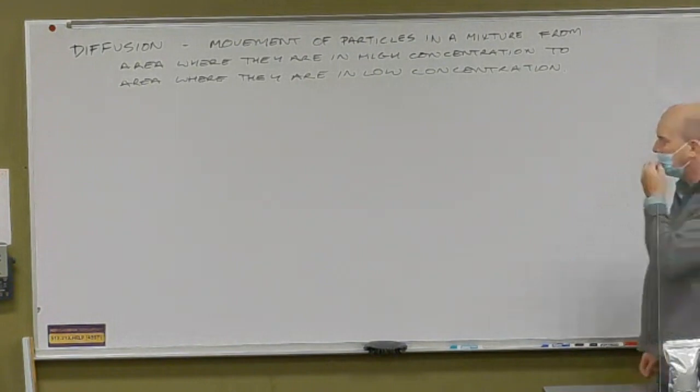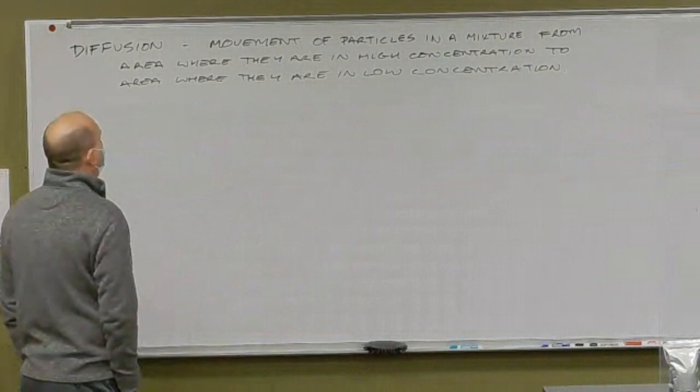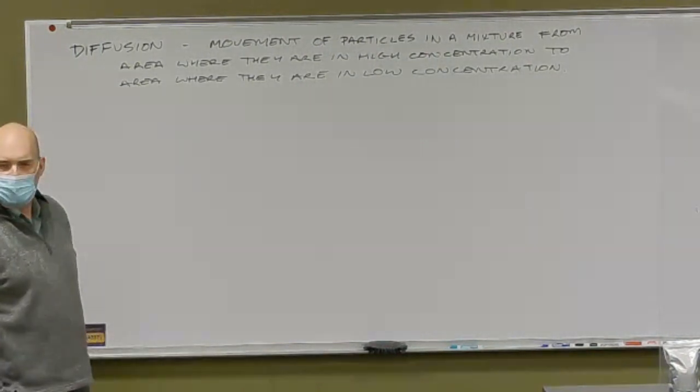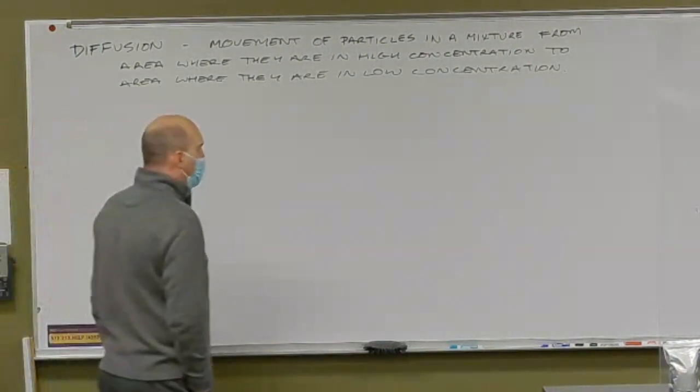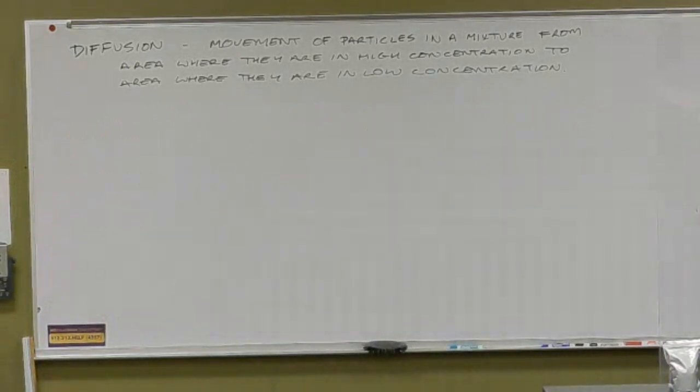What diffusion is, is the movement of particles away from areas where they are in high concentration and into areas where they're in low concentration. And we've all seen this. It's not anything that's new and mysterious to us. And the explanation of why it happens is simple.